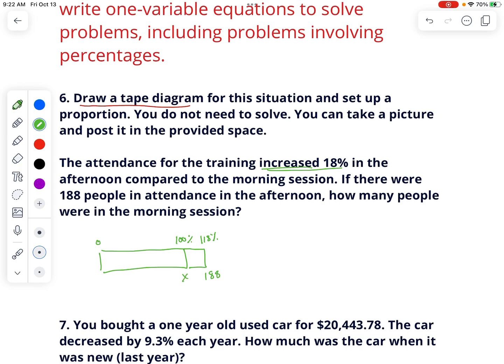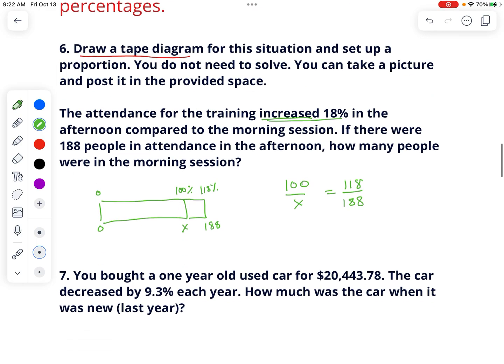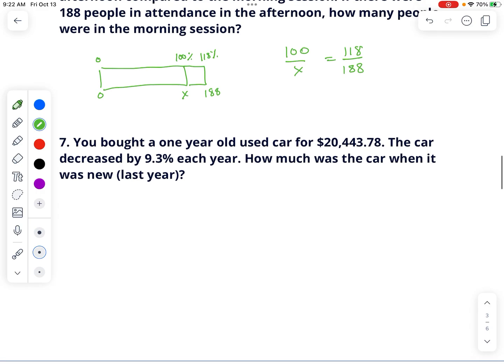So even knowing the order can help because we have 0 on each of these ends. Or you can also look at what it associates with. We know that the 100% associates with morning and the other one afternoon. So our proportion is 100 over x equals 118 over 188. This is our proportion, and that's all we're asked to do for this problem. So let's use some of those to solve some other ones.